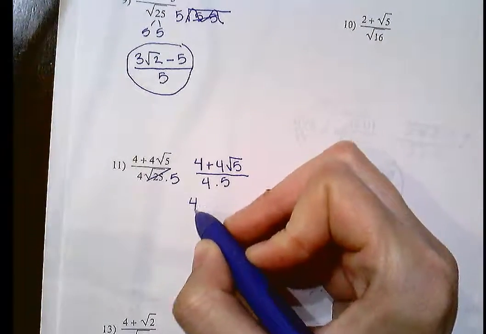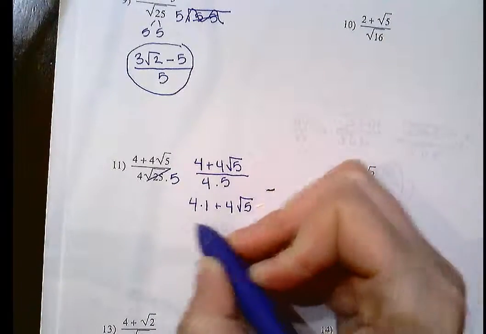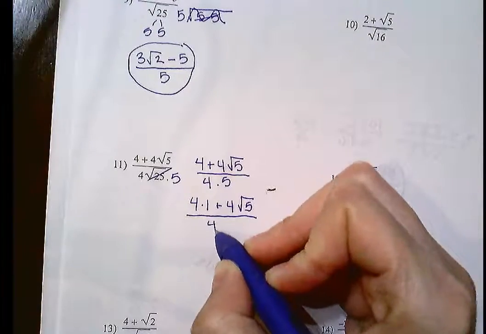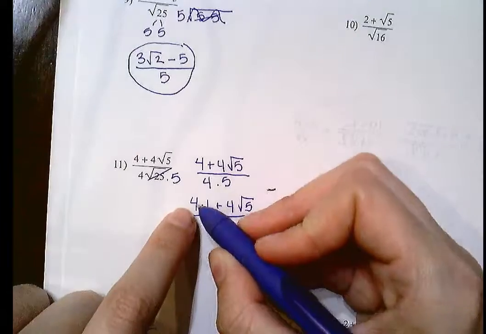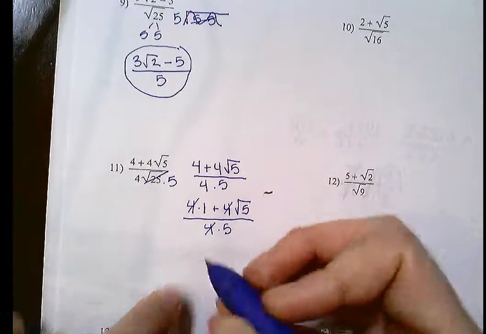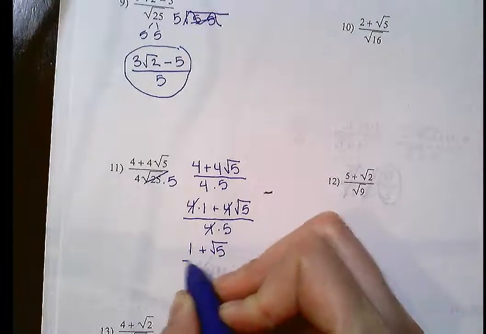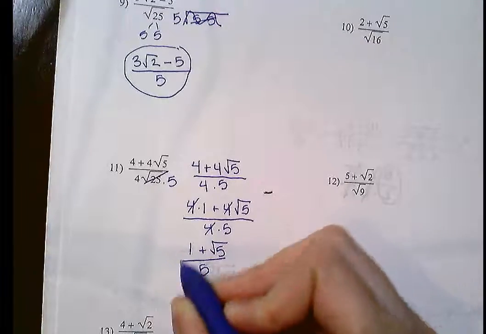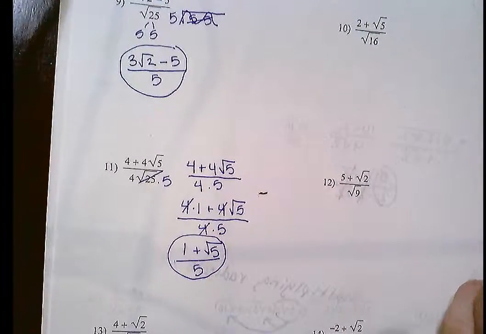This is 4 times 1 plus 4 times the square root of 5 divided by 4 times 5. So I'm going to reduce everything by 4. I'll get rid of the 4s. And what I'll have left is 1 plus the square root of 5 divided by 5. This is as reduced as it'll get. So that's my answer.